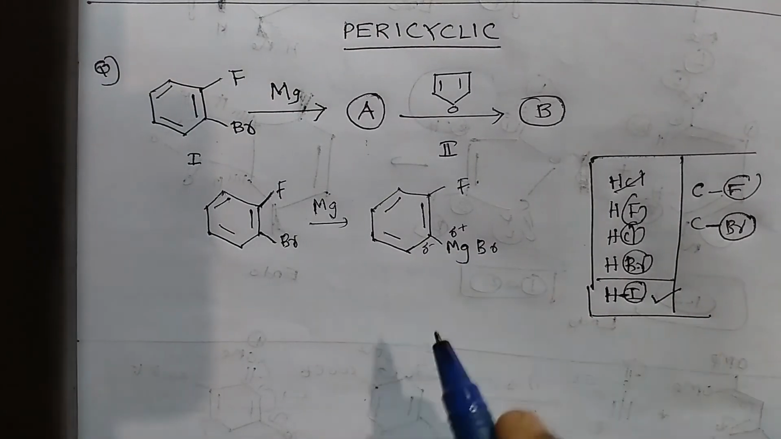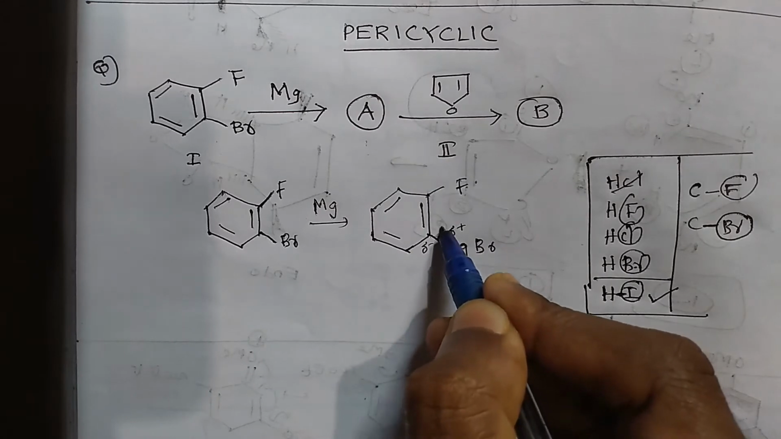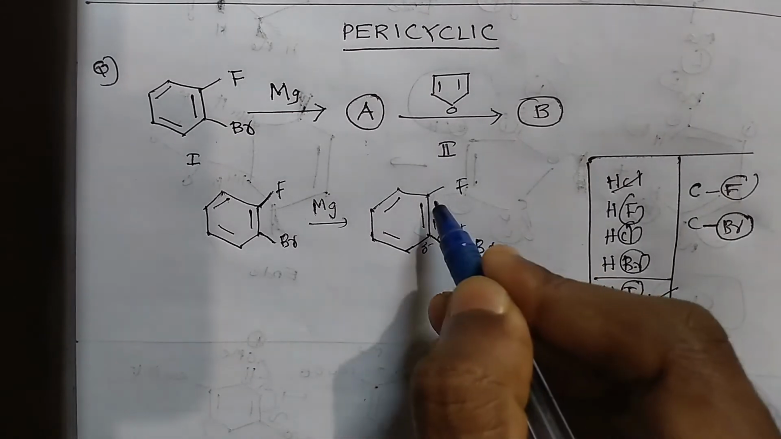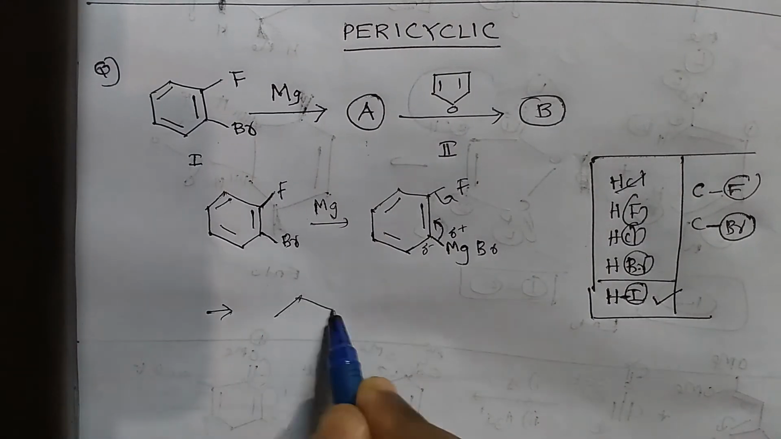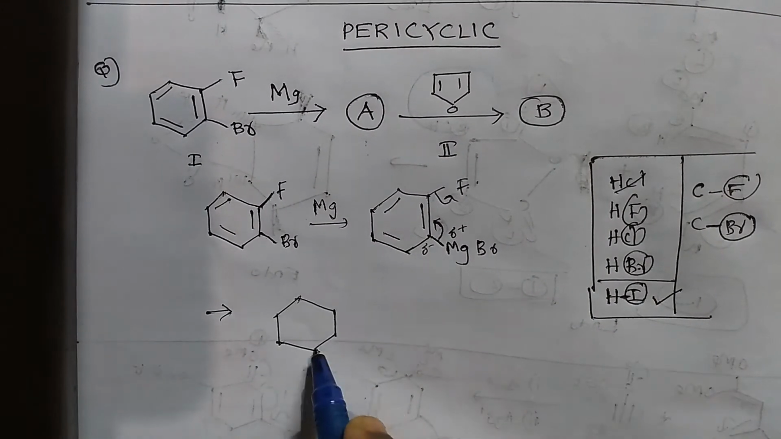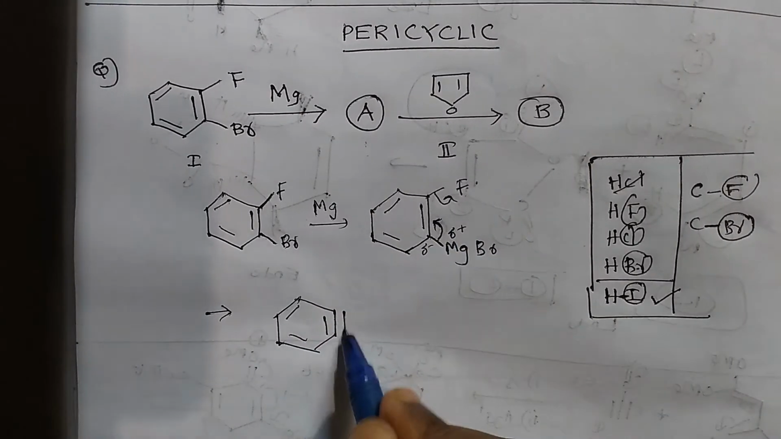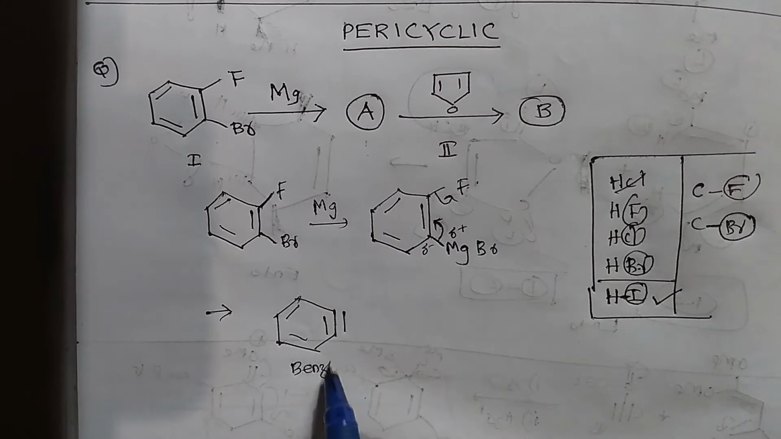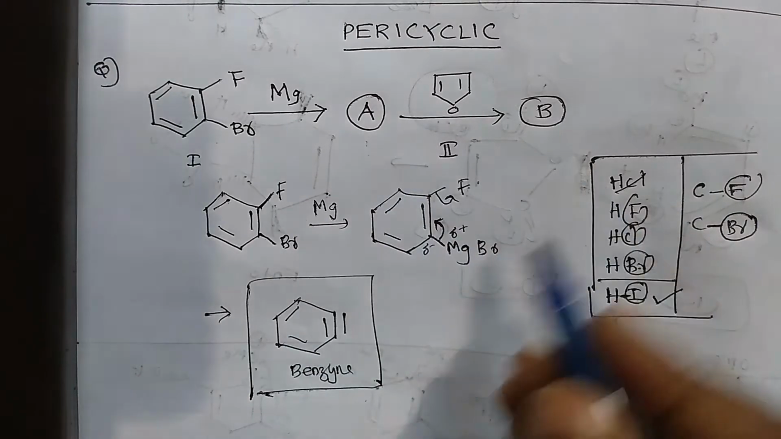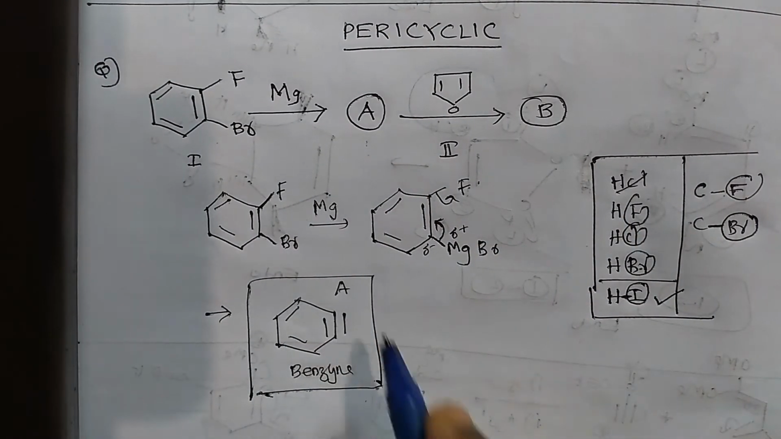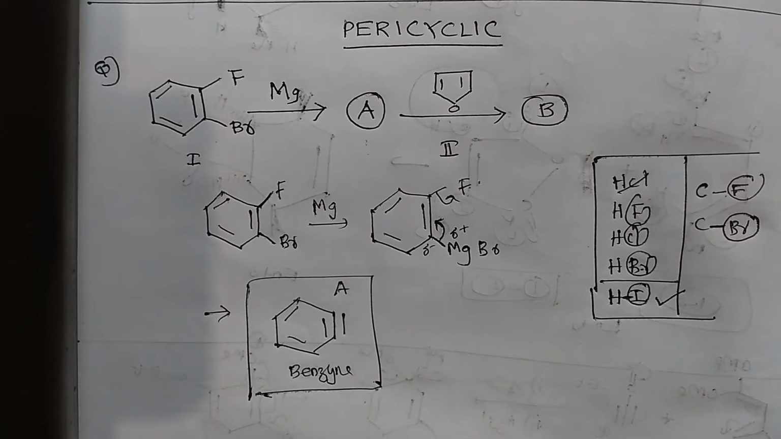So in the next step, what happens is this bond will be given out here and this bond will be broken. So it will lead to the formation of benzene. This is benzene. This is what happens in the first step, A. So our A is benzene. We have completed our first step, that is benzene.